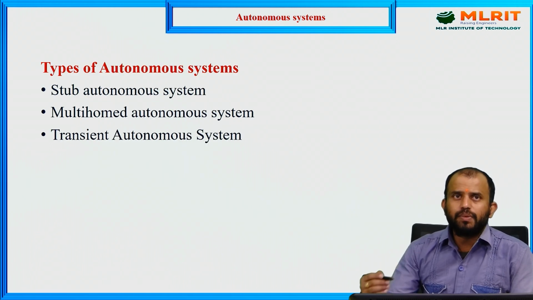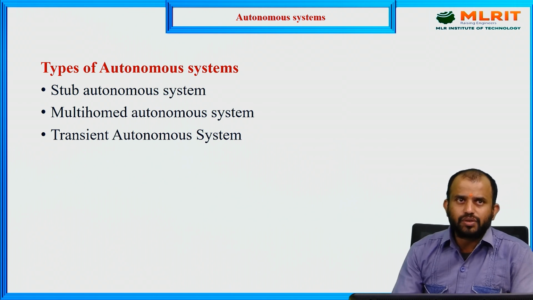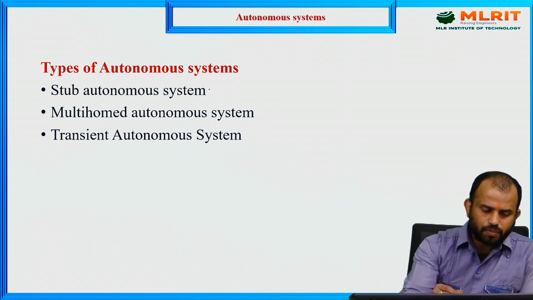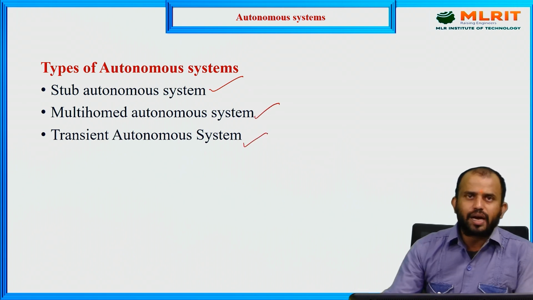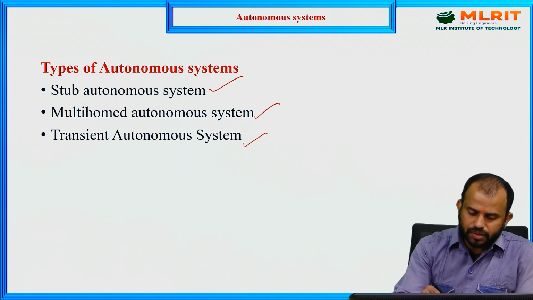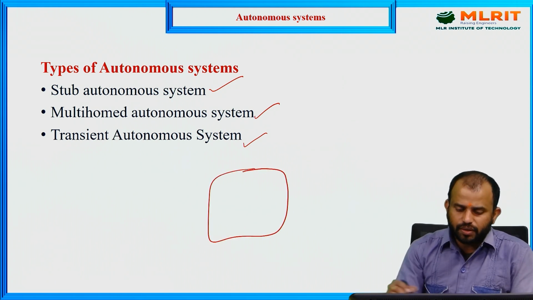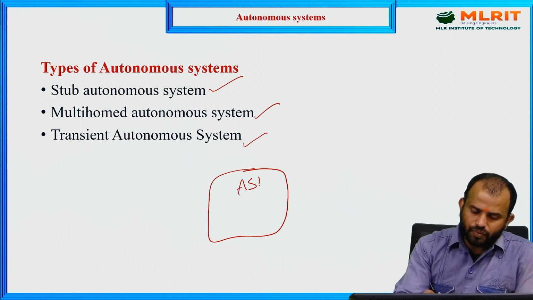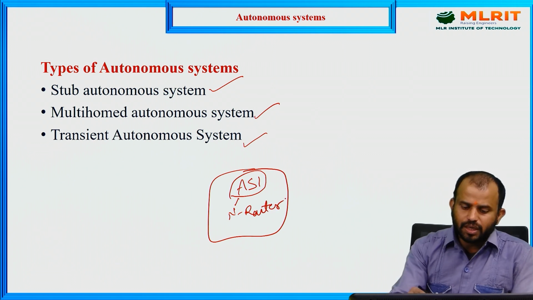But what is meant by an autonomous system? Autonomous systems are classified into three types: stub autonomous system, multihomed autonomous system, and transit autonomous system. Looking at the previous figure, there is an individual architecture that we call autonomous system 1. It contains n number of routers, router 5, router 10, and so on.